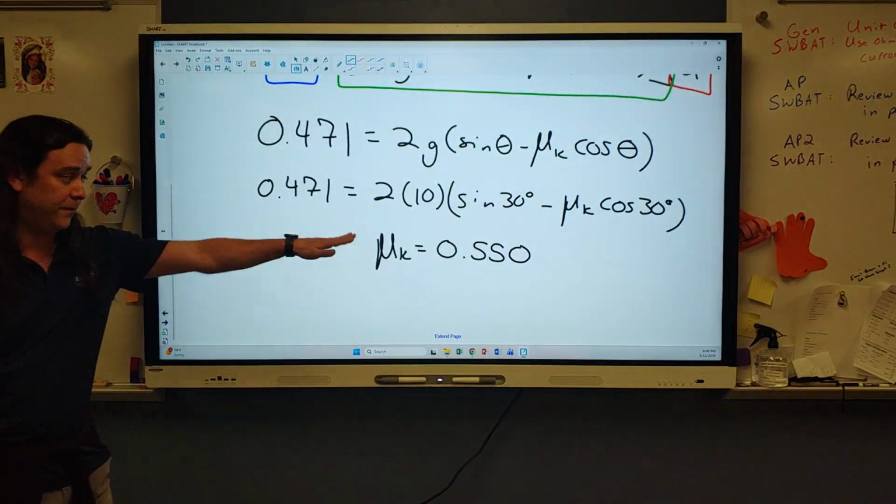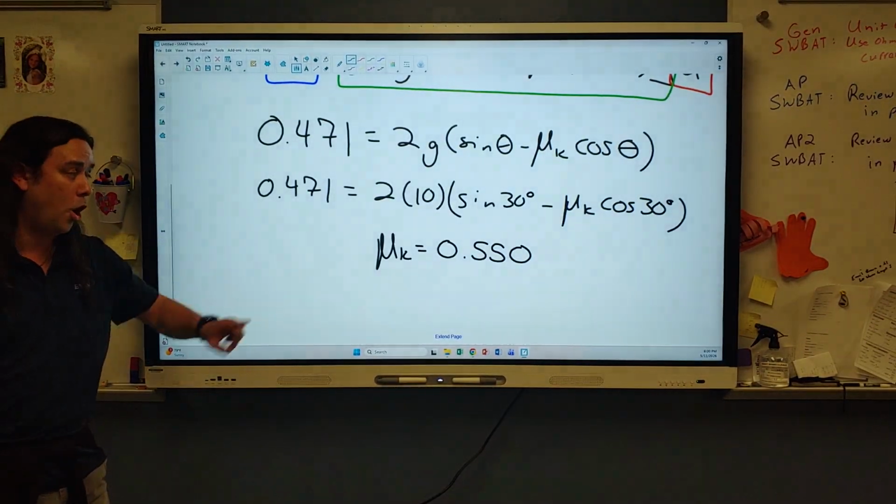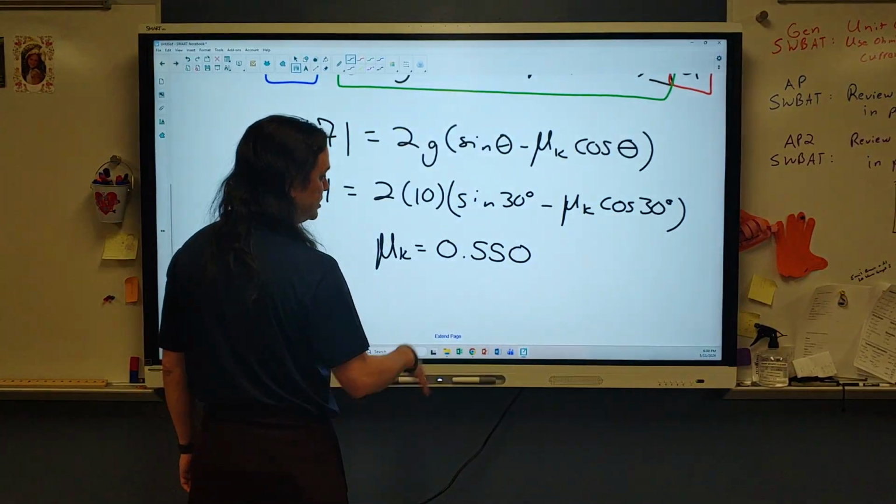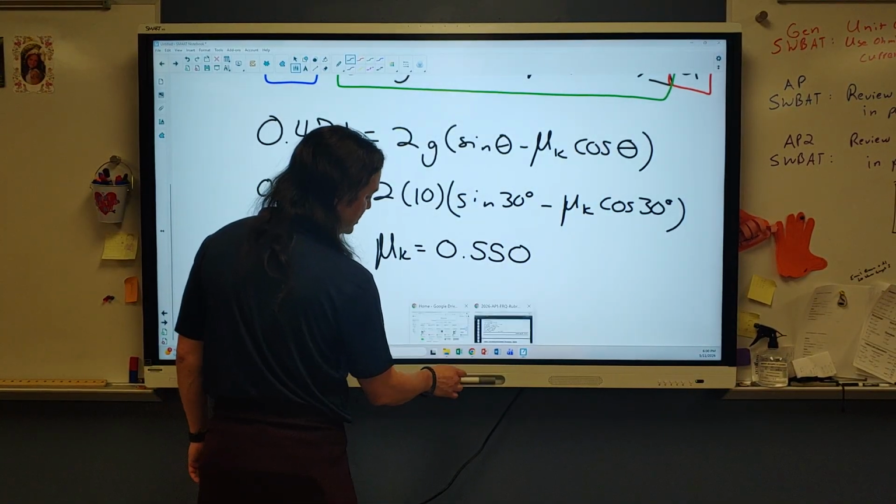I would remind you, if there are units on a numerical answer, always put the units, but because this is a coefficient of friction, it has no units. So here is how we do that analysis.